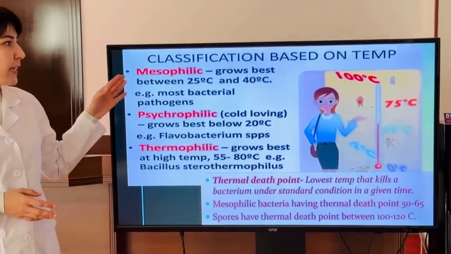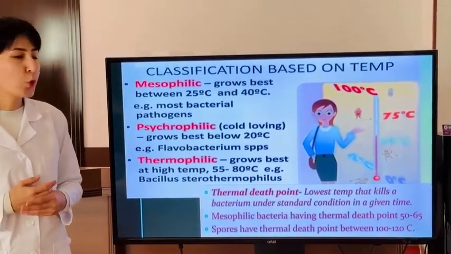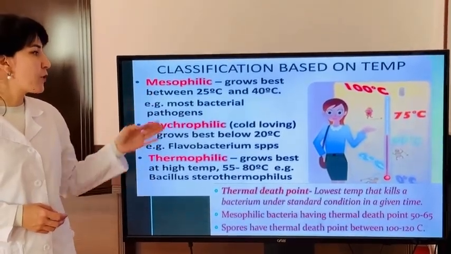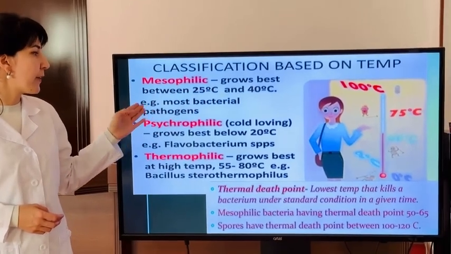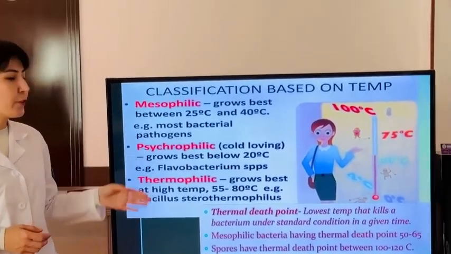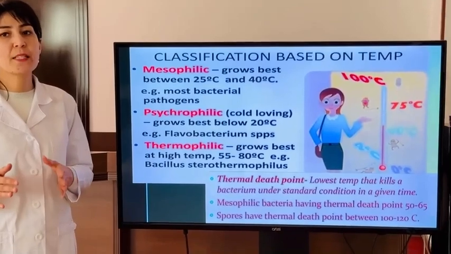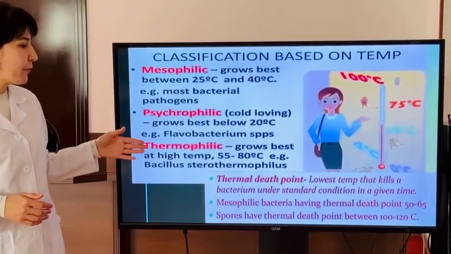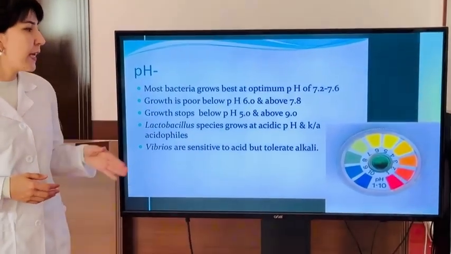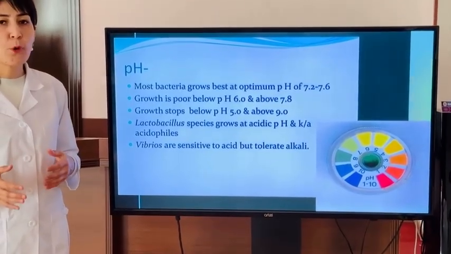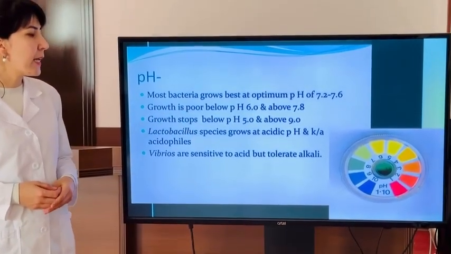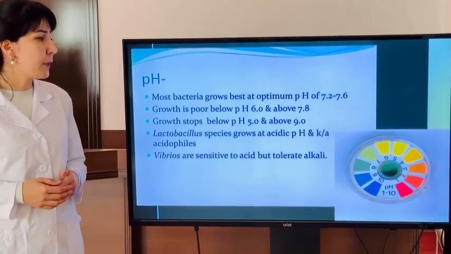Classification based on temperature: we divide bacteria into three subgroups: mesophiles, psychrophiles, and thermophiles. Mesophiles grow between 25 and 30 degrees; most pathogenic bacteria are mesophiles. Psychrophiles are cold-loving and grow best below about 20 degrees, and thermophiles depend on high temperatures. pH is another important factor for bacterial growth; growth falls below about pH 6 and above 7.8.